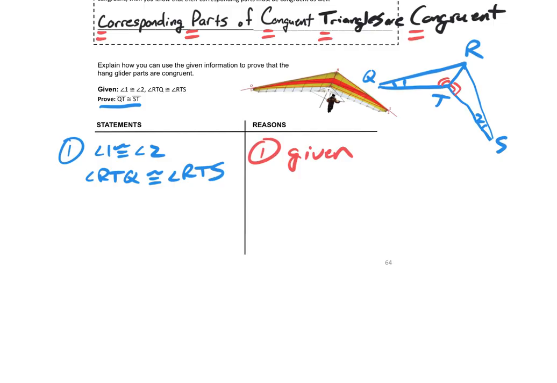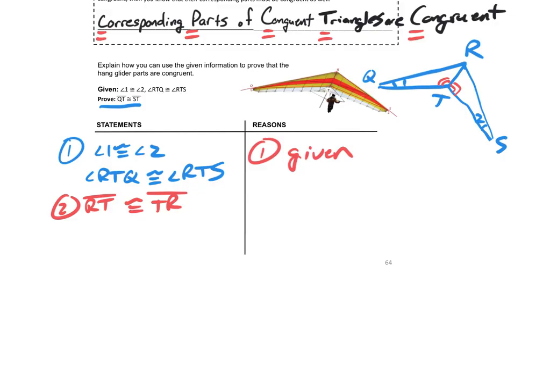Okay? RT and TR are congruent. I can say RT is congruent to RT, or RT is congruent to TR. There's so many different ways I could say it, but they all mean the same thing.